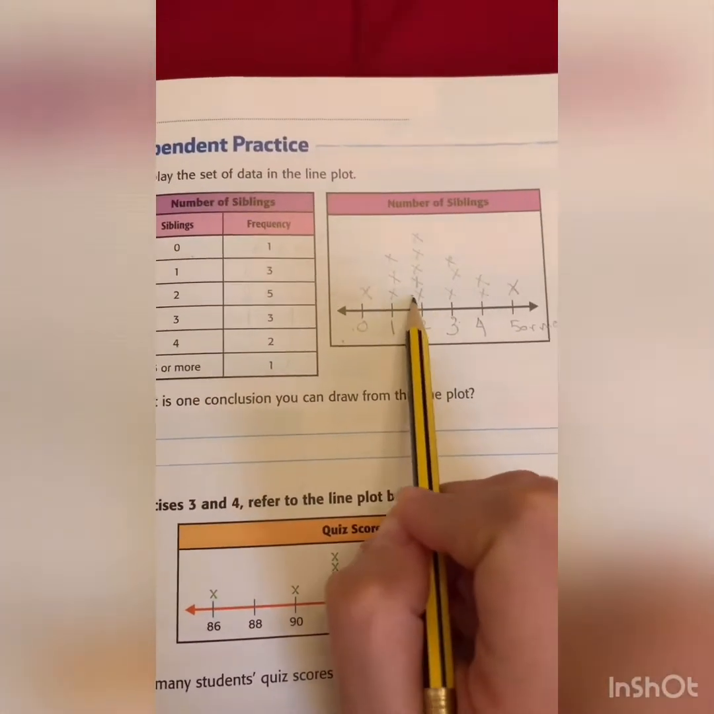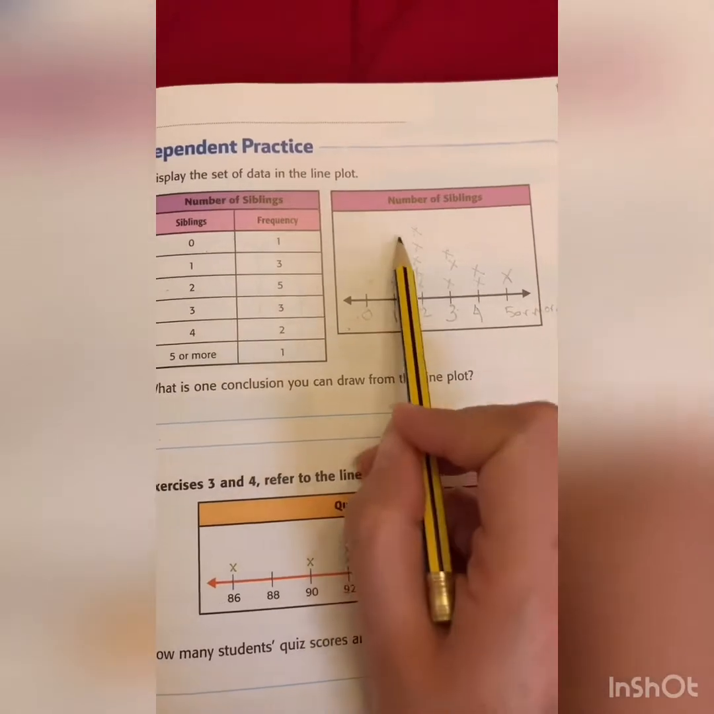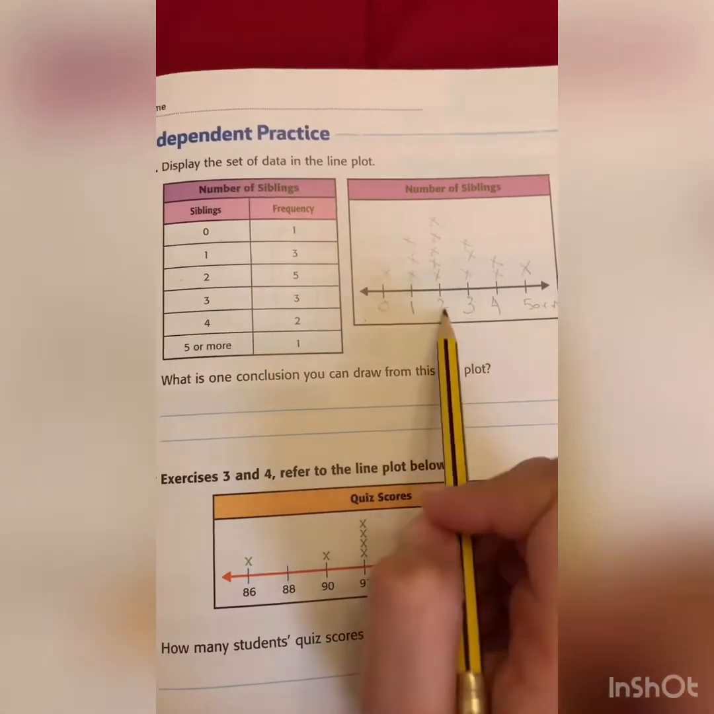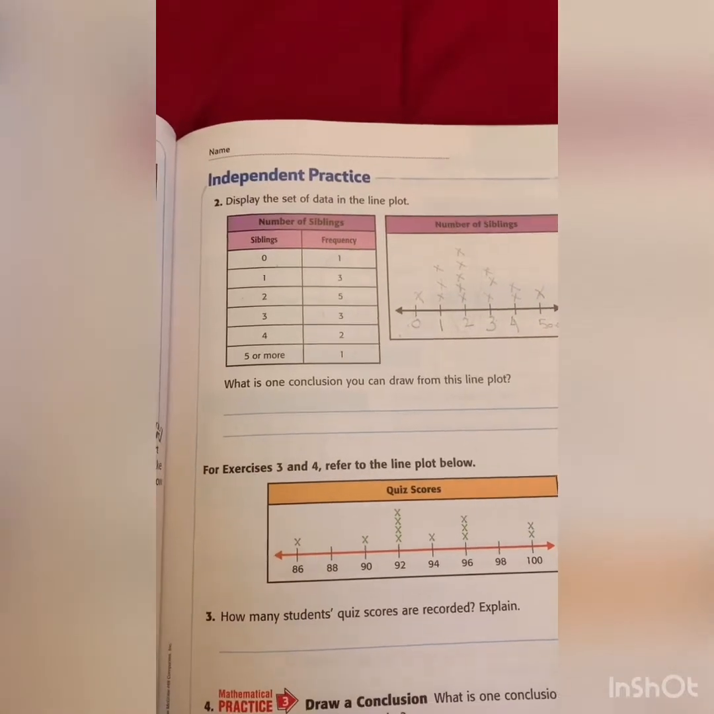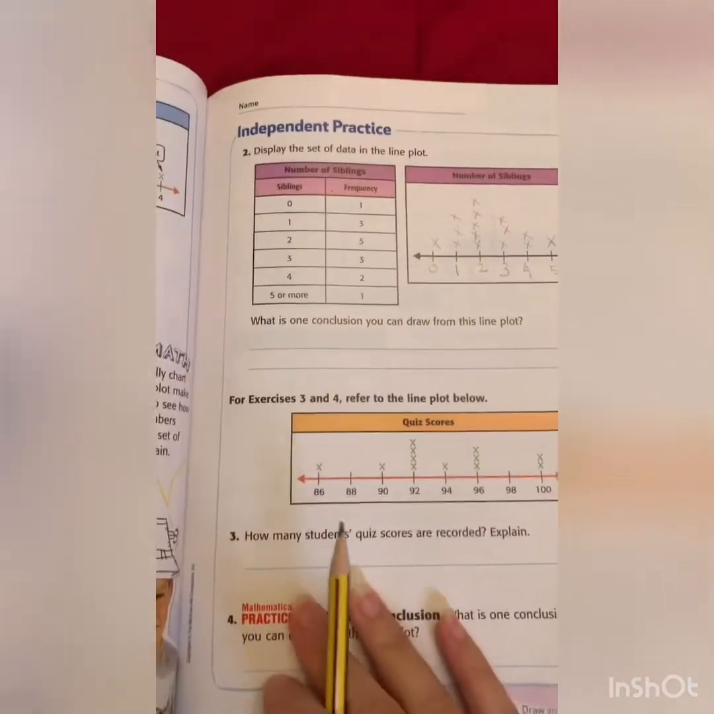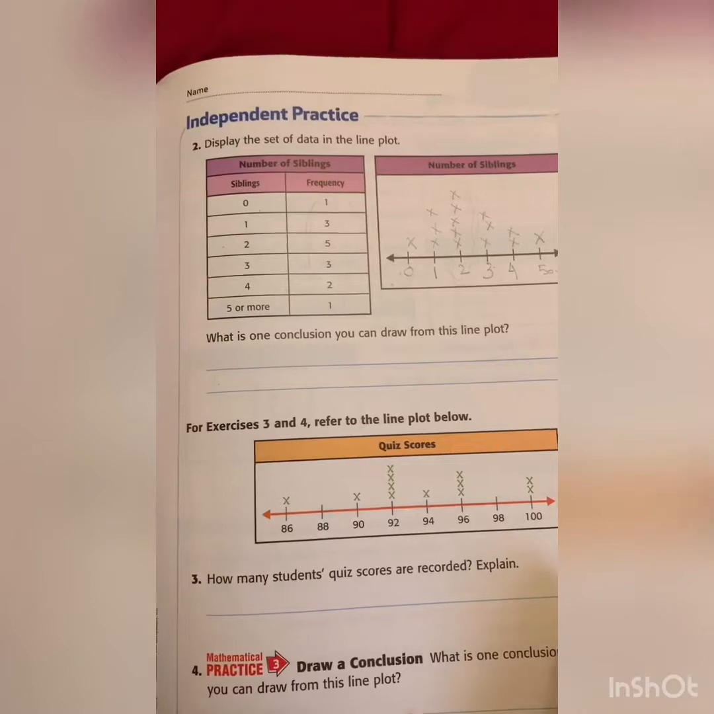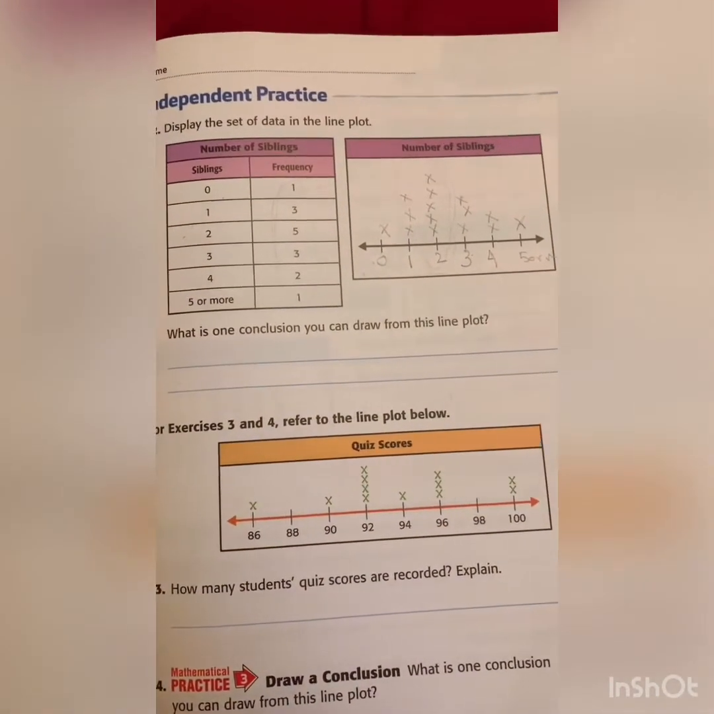The one that has more X's means it has the highest number of people. And that's it. The rest of the exercises are the same, please. If there are any questions, don't hesitate to ask.